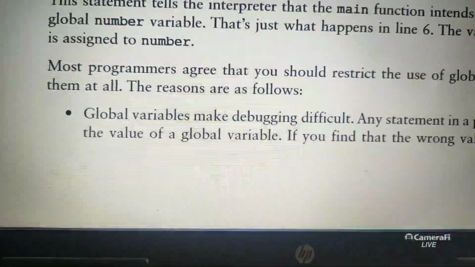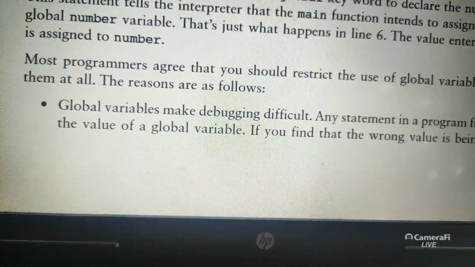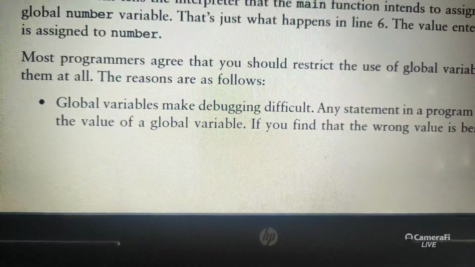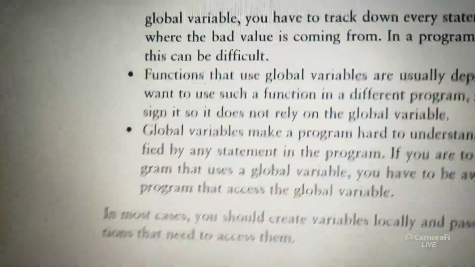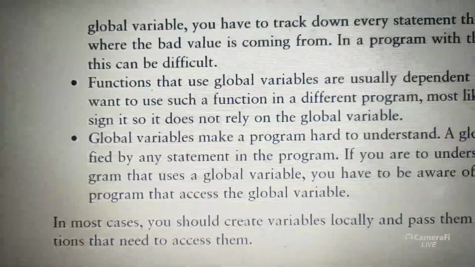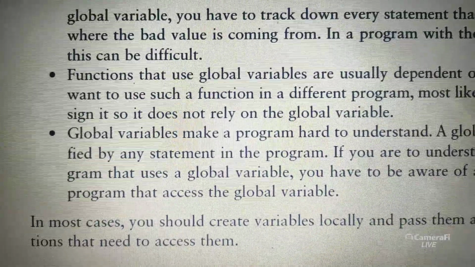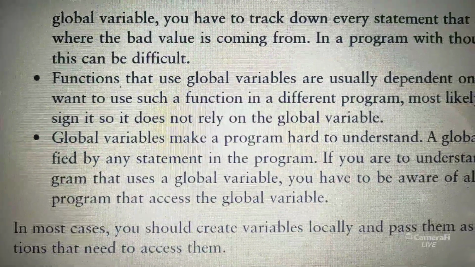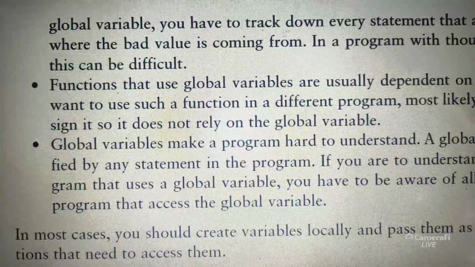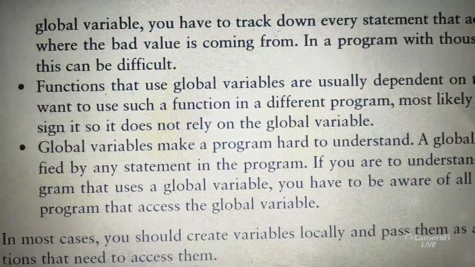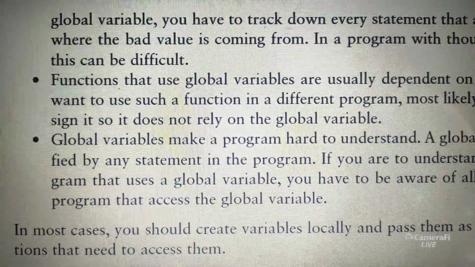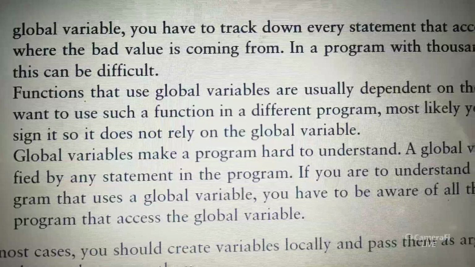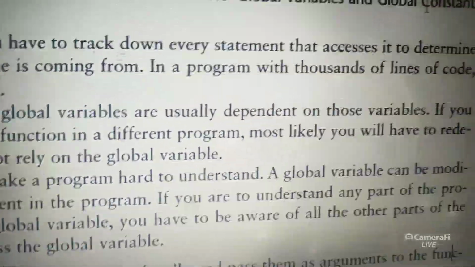What are the reasons? Global variables make debugging difficult. When debugging a program with global variables it is difficult, whereas with local variables it is very easy. Memory allocation: which function is calling, loading the variable from memory, processing, is time consuming and difficult. Second, functions that use global variables are usually dependent on those variables.